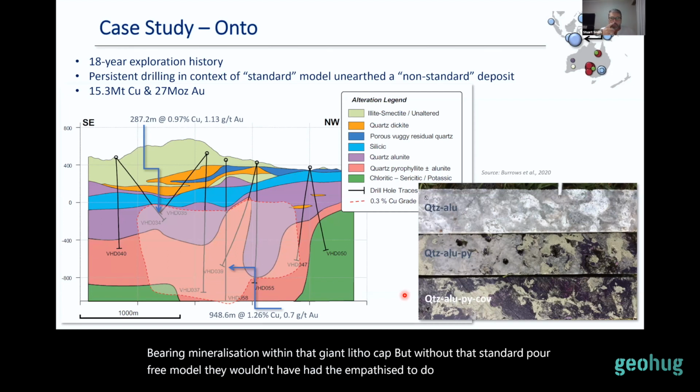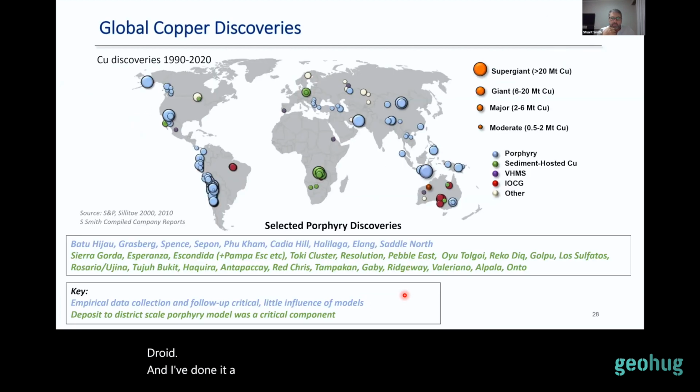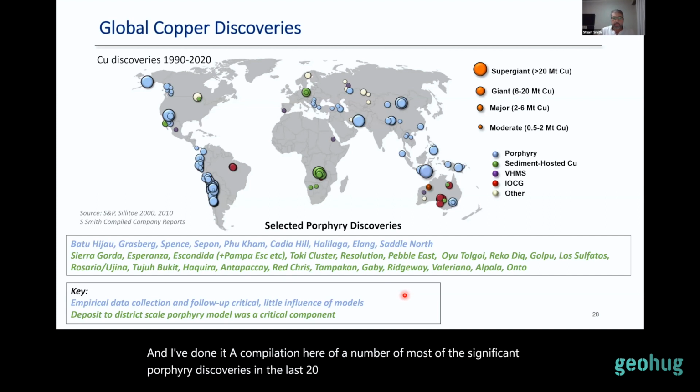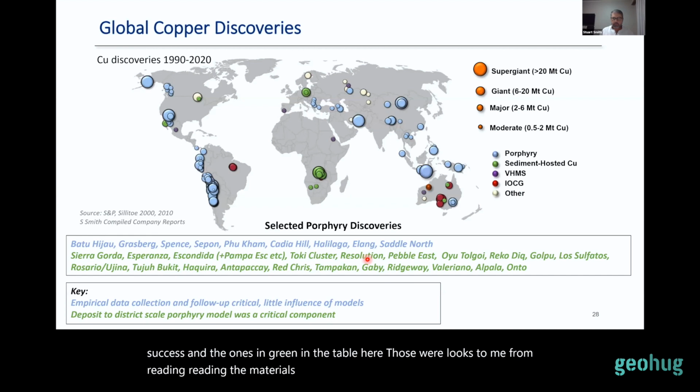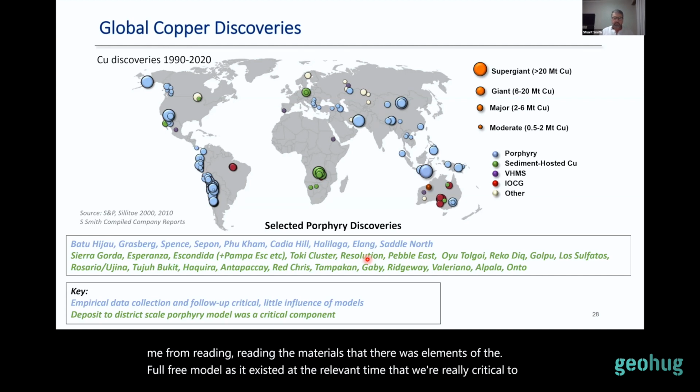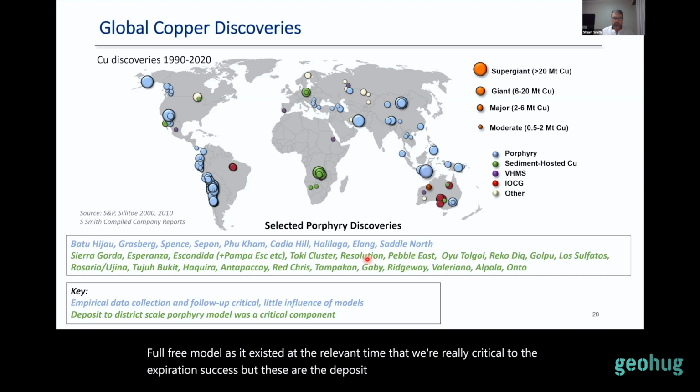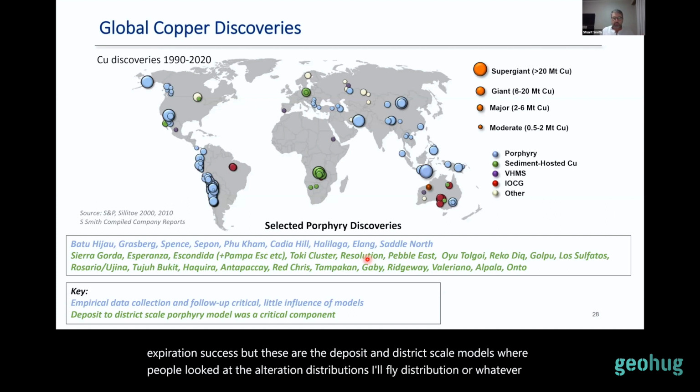And I've done a compilation here of most of the significant porphyry discoveries in the last 20 or 30 years or so. These are the ones where there's information available. What I've done is I've sat down, looked at the information and tried to understand what drove the exploration success. The ones in green in the table here are those where it looks to me, from reading the materials, that there were elements of the porphyry model as it existed at the relevant time that were really critical to the exploration success. These are the deposit and district scale models where people looked at the alteration distribution, sulfide distribution or whatever, and that was at least important in the success.